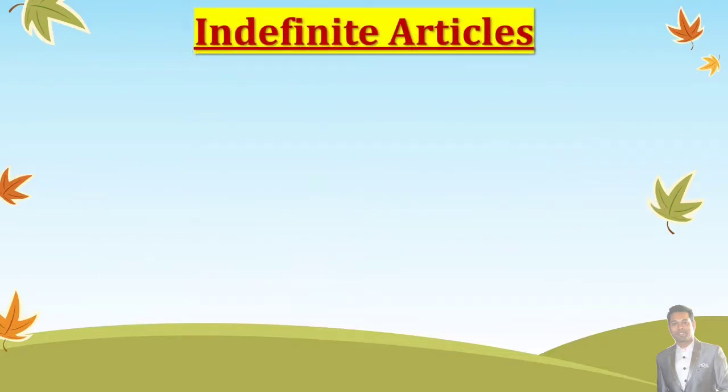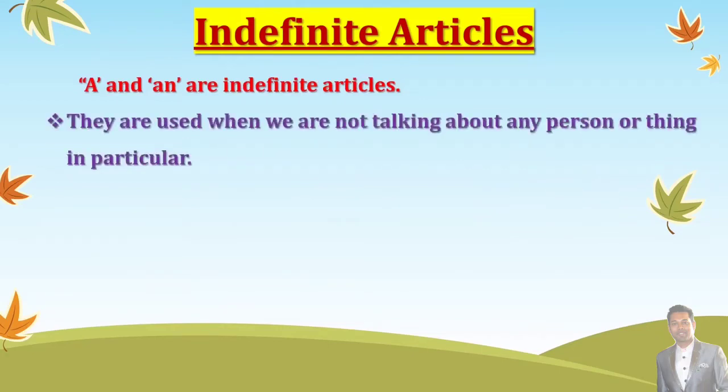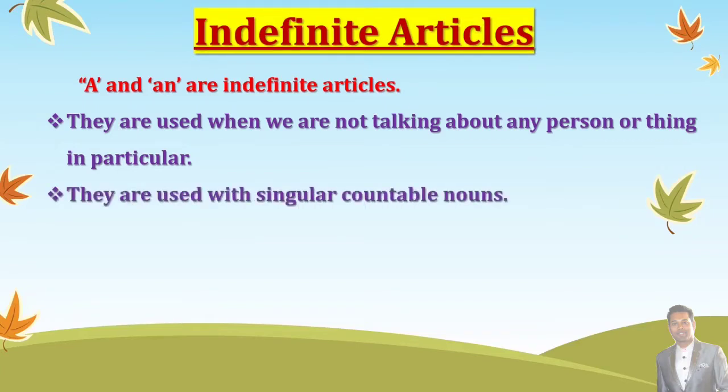Indefinite articles. A and an are indefinite articles. They are used when we are not talking about any person or thing in particular. That means we use them for general things. They are used with singular countable nouns. I repeat, with singular countable nouns. So that means they are used for those nouns which are singular and we can count them.